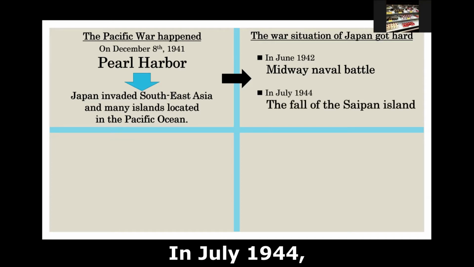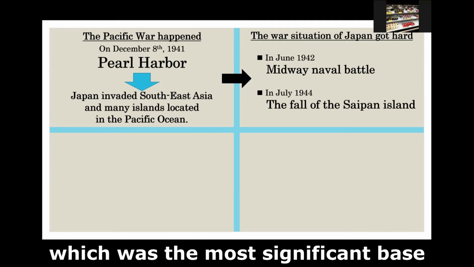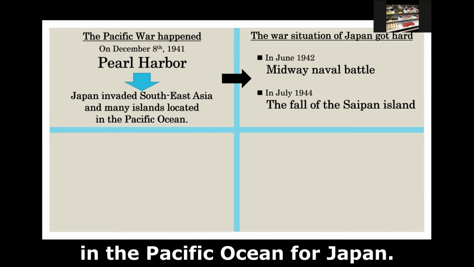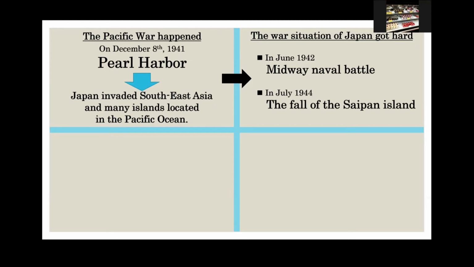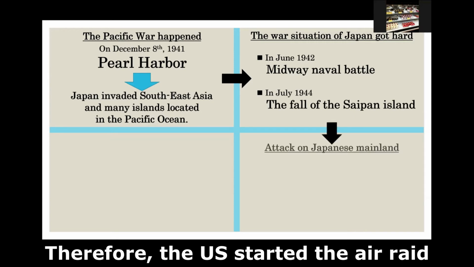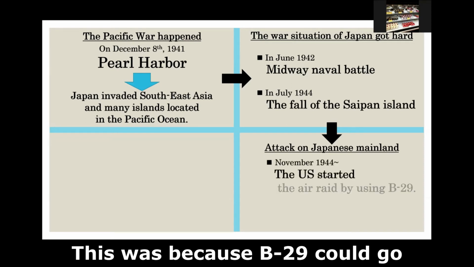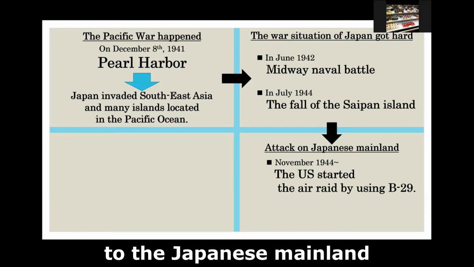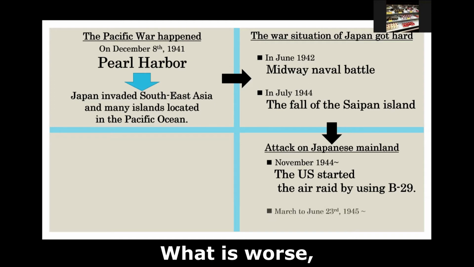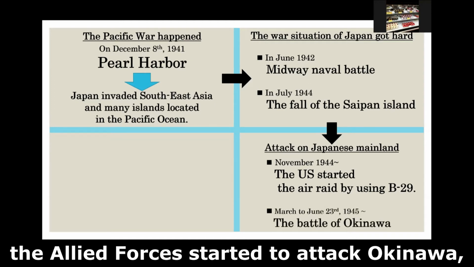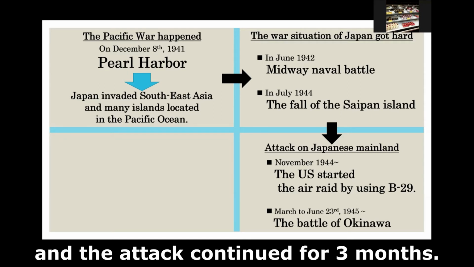After that, Japanese occupied areas such as Guadalcanal Island were taken away by the US. In July 1944, the US recaptured Saipan Island, which was the most significant base in the Pacific Ocean for Japan. This was a very big incident for Japan. Therefore, the US started air raids on the Japanese mainland. This was because B-29s could go to the Japanese mainland without supplying the fighters with fuel. What is worse, the Allied forces started to attack Okinawa, which involved citizens, and the attack continued for 3 months.